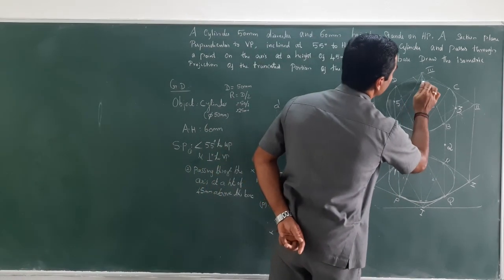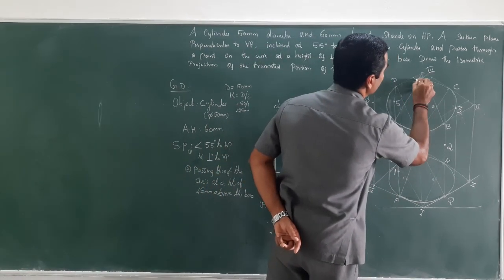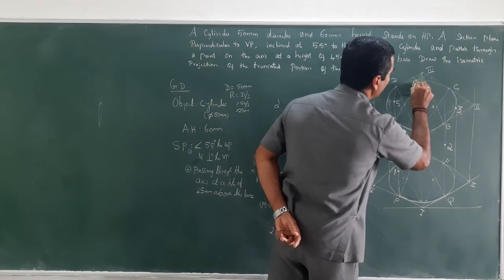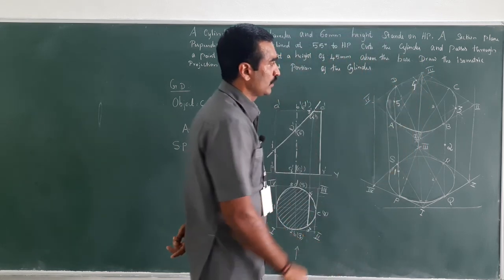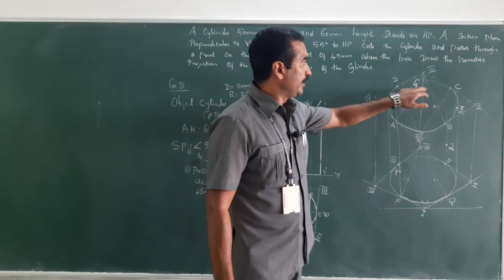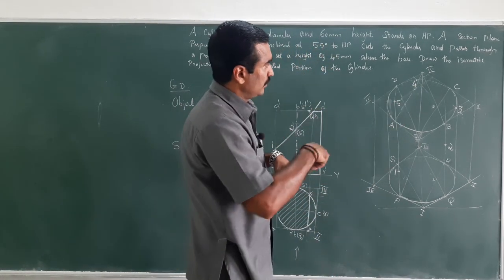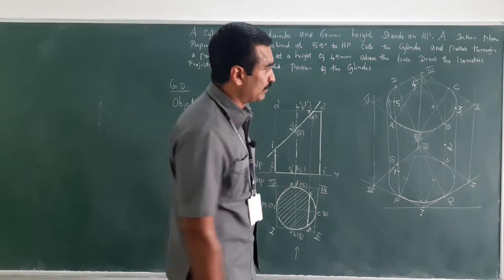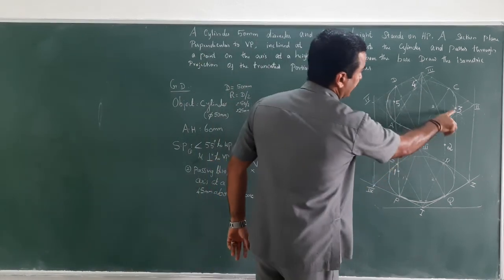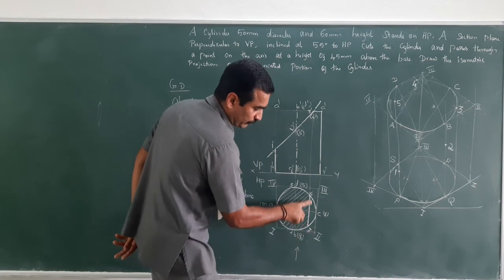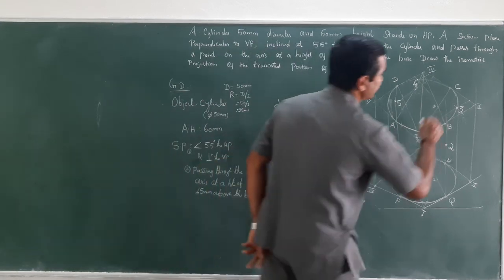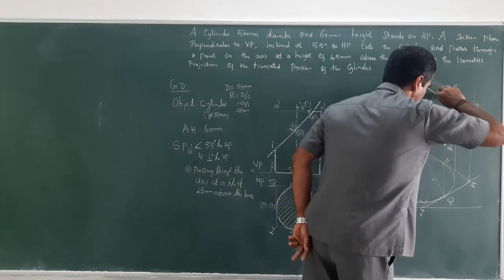So which would be just inward. Somewhere here, this could be point number 4. Now the newly generated points need to be connected by using the freehand method, right? But look here, 4 to 3 is a straight line. So just connect it by using a scale.